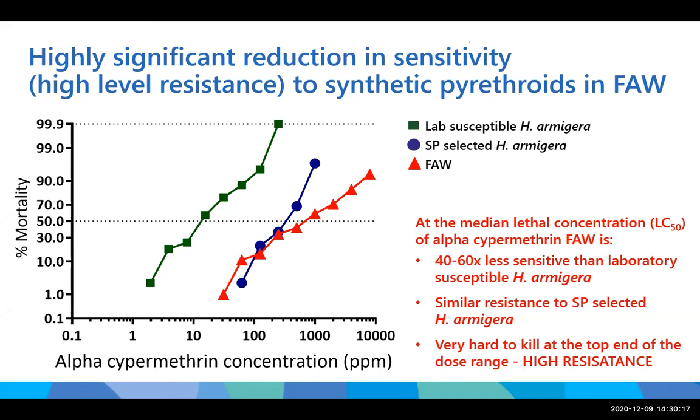So at the median lethal concentration of cypermethrin, we saw between 40 and 60 times lower sensitivity than the susceptible armyworm strain. And I guess the most telling thing here is that it's very, very hard to kill fall armyworm at the top end of that dose range, which just indicates that the field rate of cypermethrin is probably not going to do much in terms of giving effective control. And in fact, fall armyworm is even harder to kill than SP-resistant armyworm at the high end of that dose range.